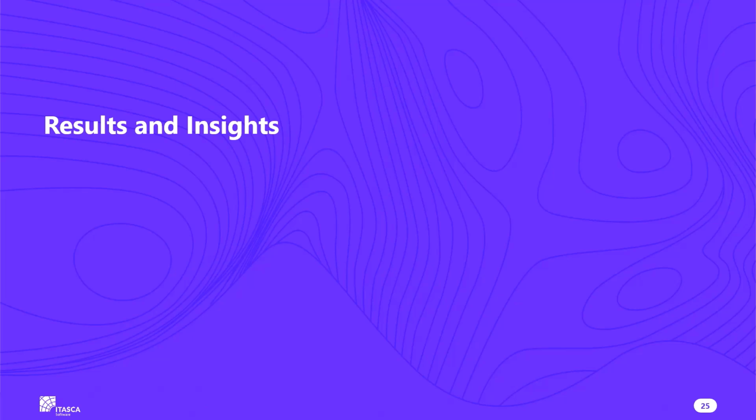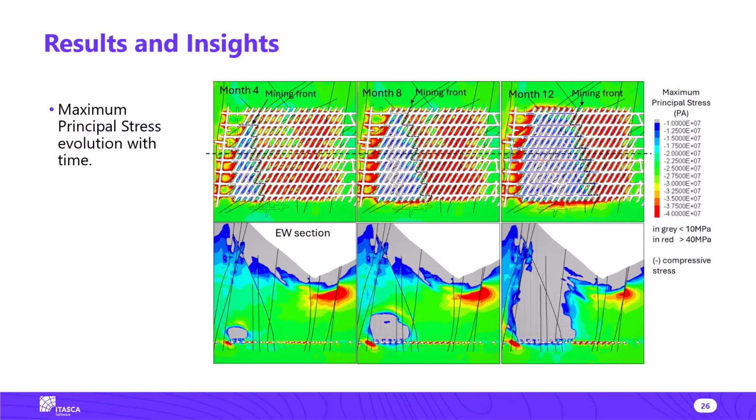So let's review what was the outcome of the process. This image shows the abutment stresses developing around the cave for months 4, 8, and 12 in plan view at the top and in a cross-section at the bottom. Notice the stresses in between drifts in the lower image. It becomes evident that the most critical condition for the drifts occurred after the cave breakout to the surface.